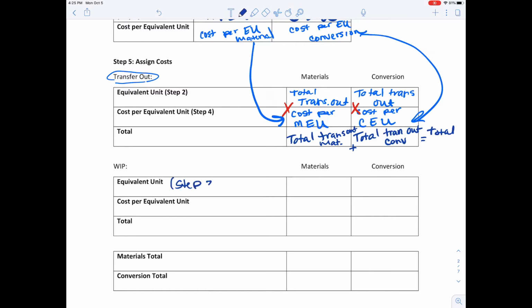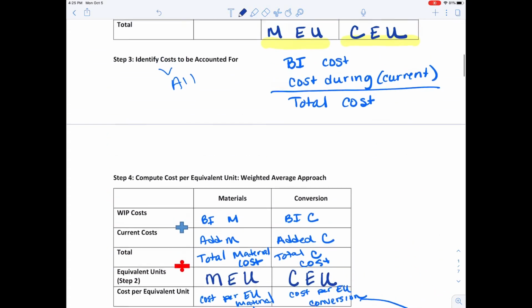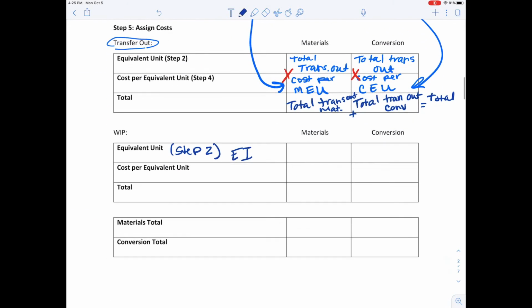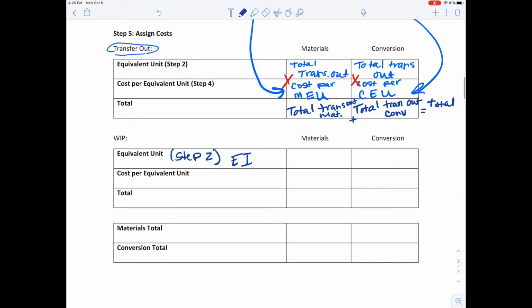We're going to again pull from step 2, but we're looking at that ending inventory. So I can go up to step 2 and show you where we're going to pull that from. That's going to be coming from here. So those numbers that you came up with over there, we're going to bring down and put here. We look at our ending inventory for materials times that percentage, coming from step 2. Same thing here, ending inventory for conversion times that percentage, coming from step 2 that we figured out.